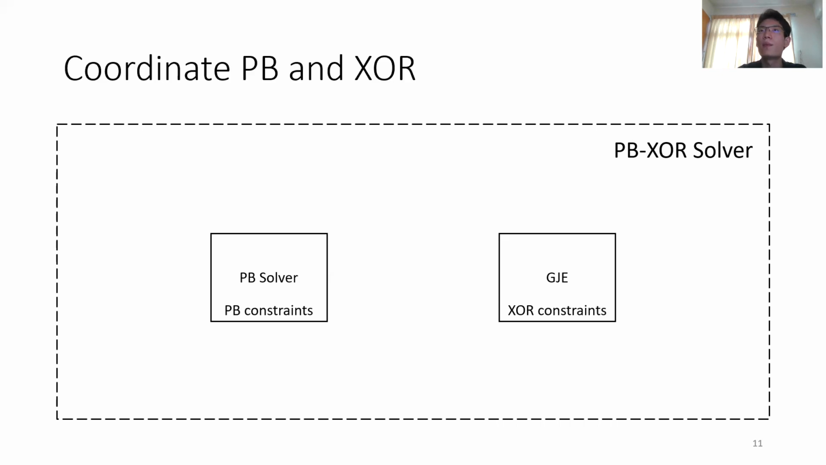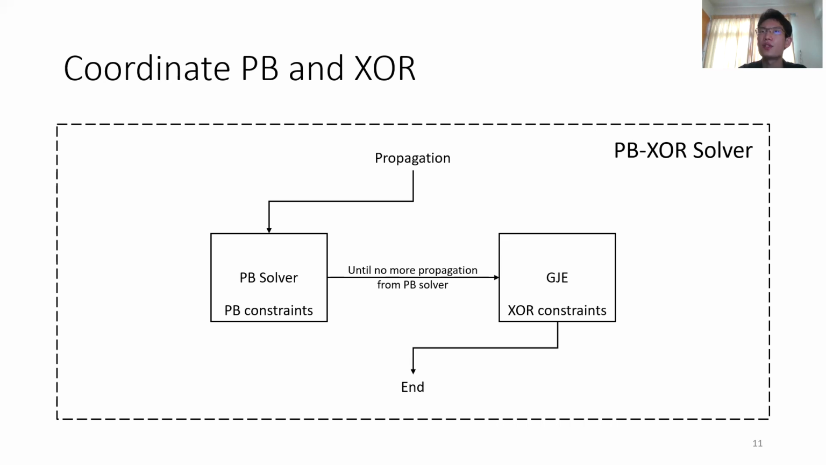At first, we propose to sequentially connect the two components. As we start to perform propagations, the PB solver first propagates over PB constraints until there are no more propagations left. Then we start to run Gauss-Jordan elimination to propagate over XOR constraints. However, this approach may cause a delay in updating the assignment of variables in XOR constraints. Let me show you an example.